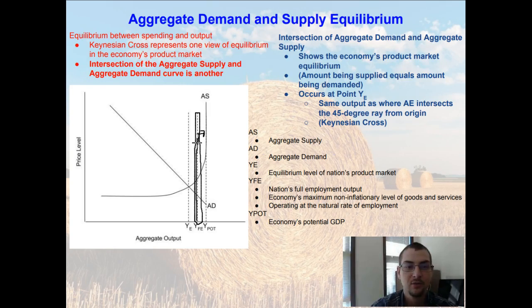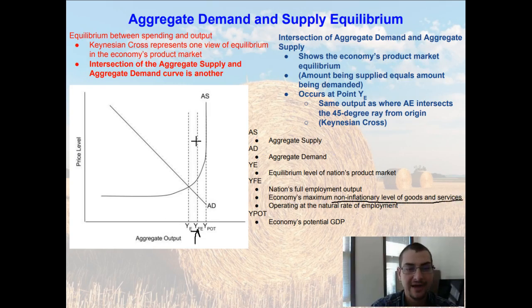Everybody's putting in extra hours, and that'll increase our output until we get to this Y potential. That's whenever we're maximizing out our resources. That's our economy's total potential GDP. But that means people are working overtime, a lot harder than they're used to or than they want to, because that's above that full employment level. And this is the economy's maximum non-inflationary level of goods and services.